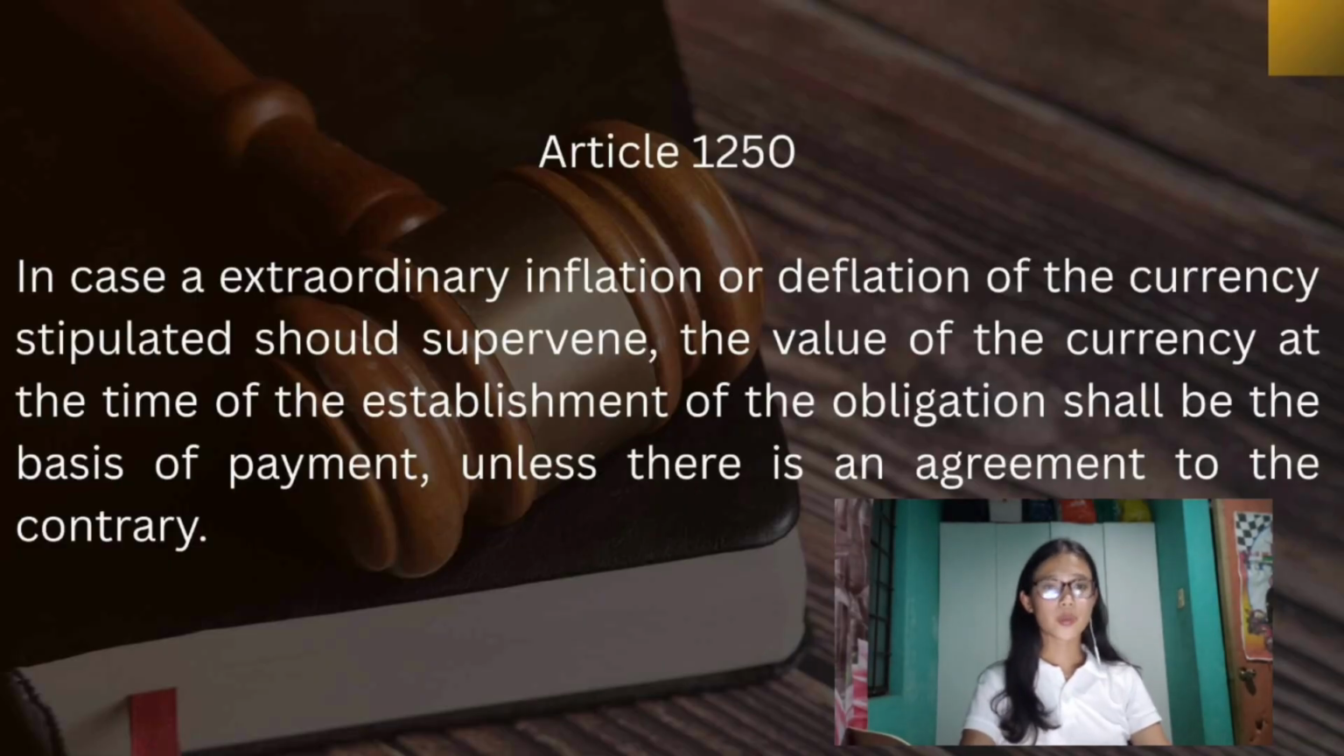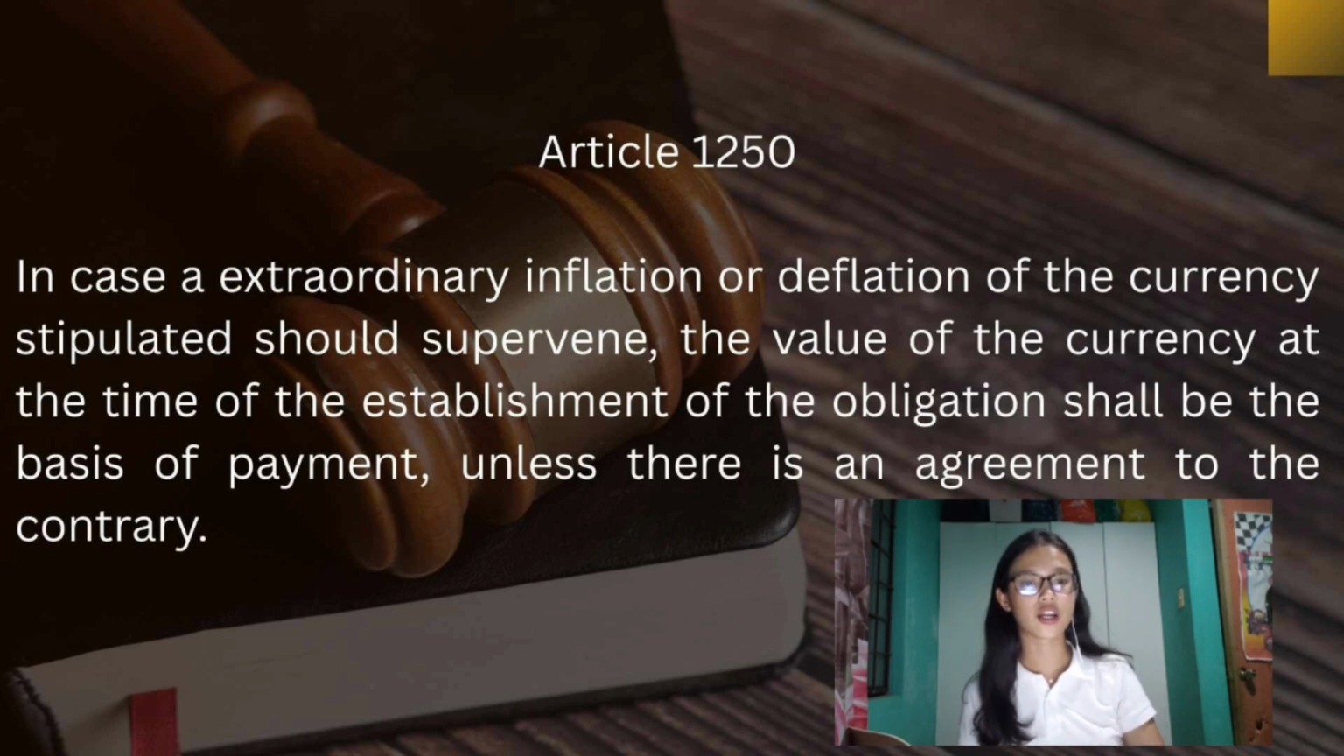So let's talk about Article 1250 first. Article 1250: in case an extraordinary inflation or deflation of the currency stipulated should supervene, the value of the currency at the time of the establishment of the obligation shall be the basis of payment, unless there is an agreement to the contrary.